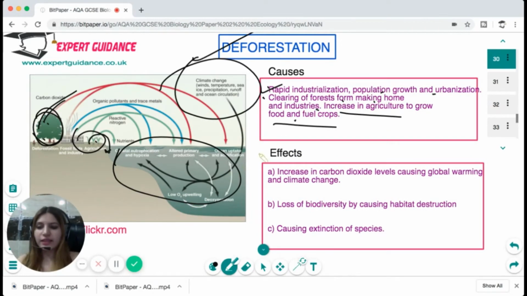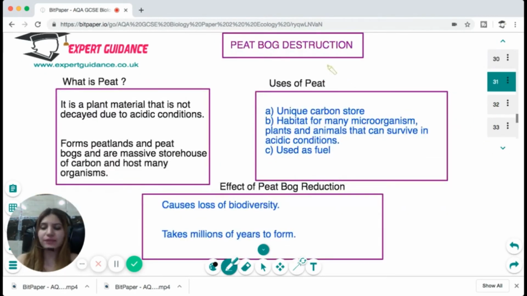Now let us look at the effects of deforestation. Deforestation is causing an increase in carbon dioxide level, causing global warming and climate change. It is causing loss of biodiversity due to habitat destruction, and it is also causing extinction of species because due to rapid climate change, the species are not able to adapt themselves. Now there's another important concept of peat bog destruction. Now what is peat?